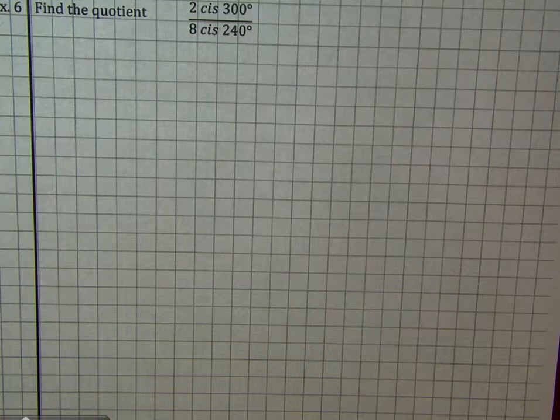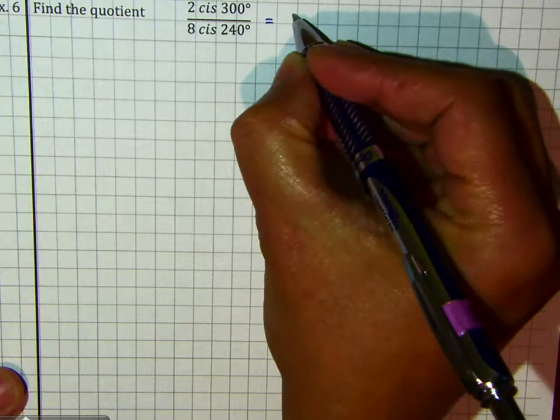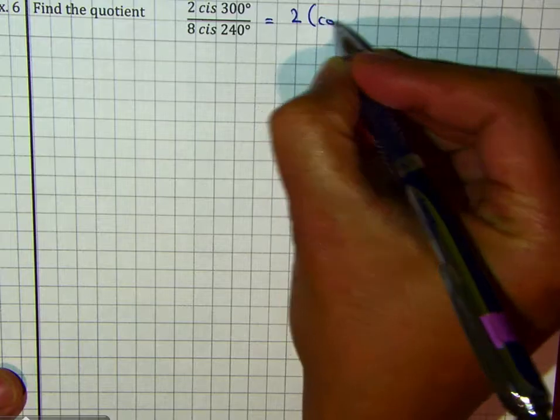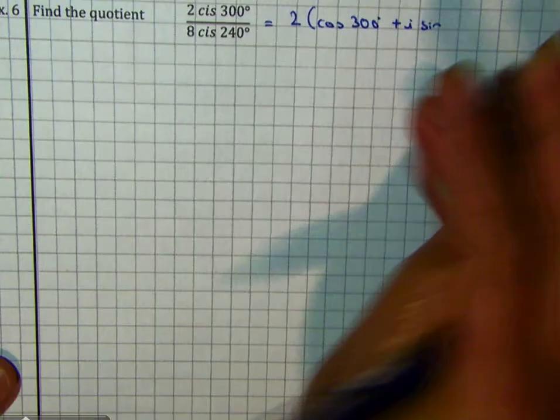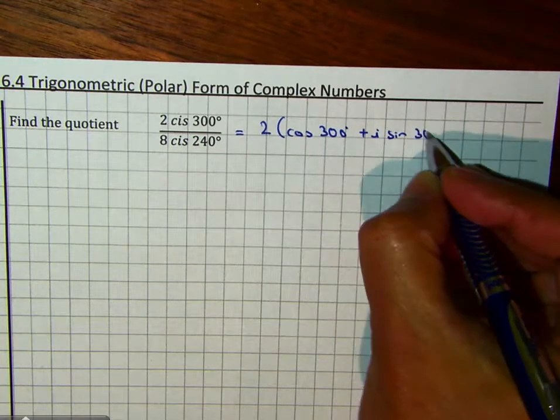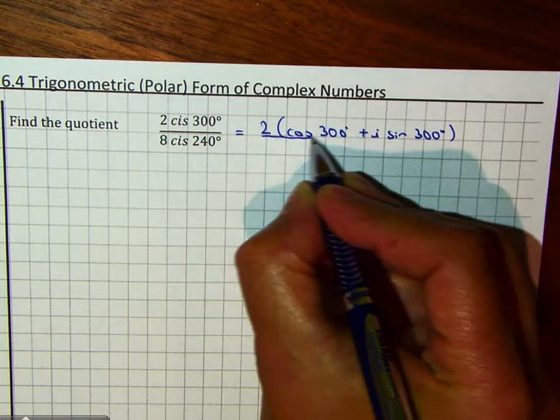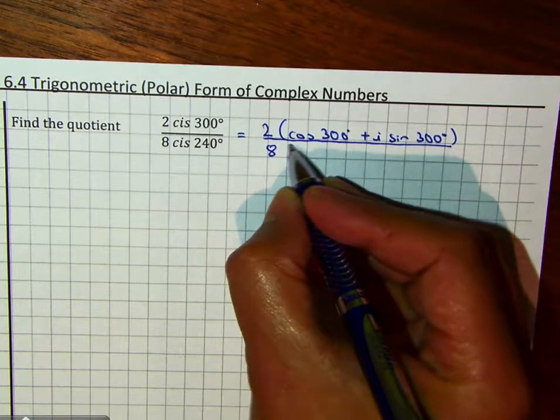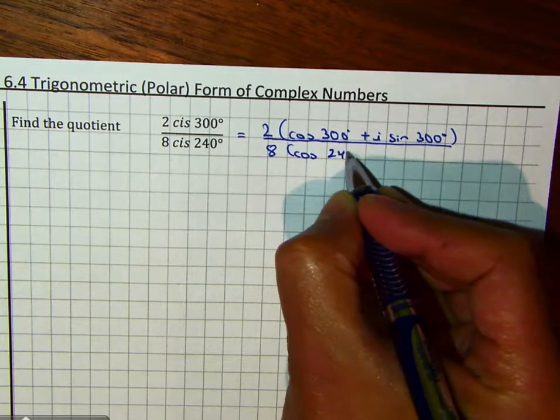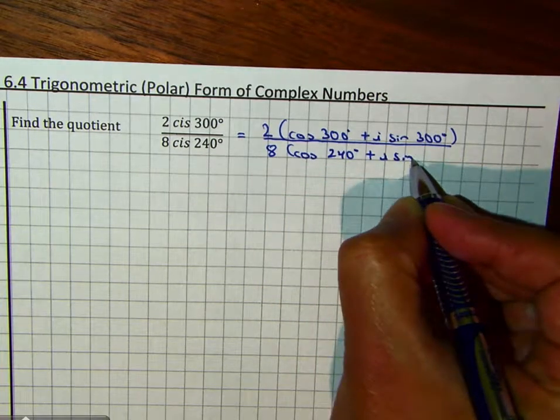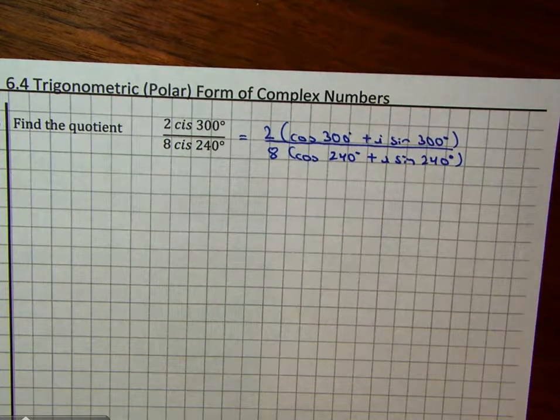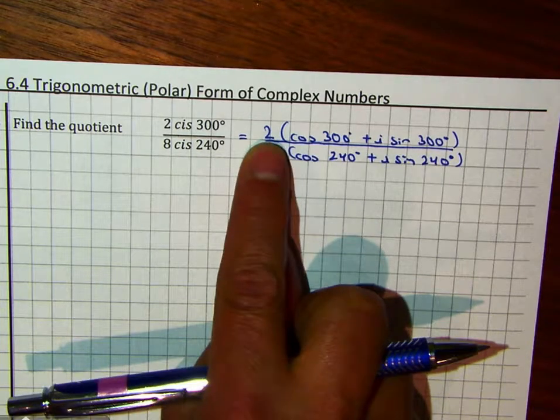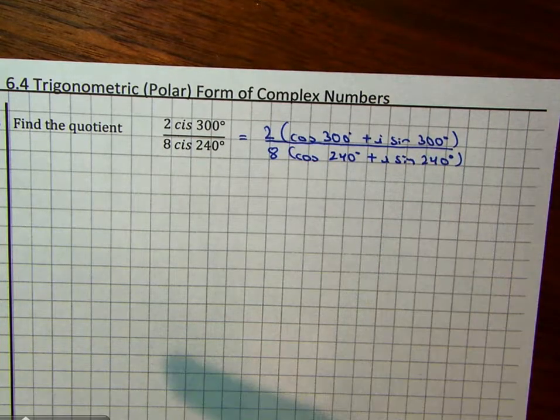First, I'm going to pause it if you need more time. First, I'm going to take the time to rewrite it. So it'll be 2 times the cosine of 300 degrees plus i, the sine of 300 degrees, over 8 cosine of 240 degrees plus i, the sine of 240 degrees. And now I'm going to rewrite each one in rectangular form. So right now they're in trig form. I'm going to rewrite it in rectangular form.